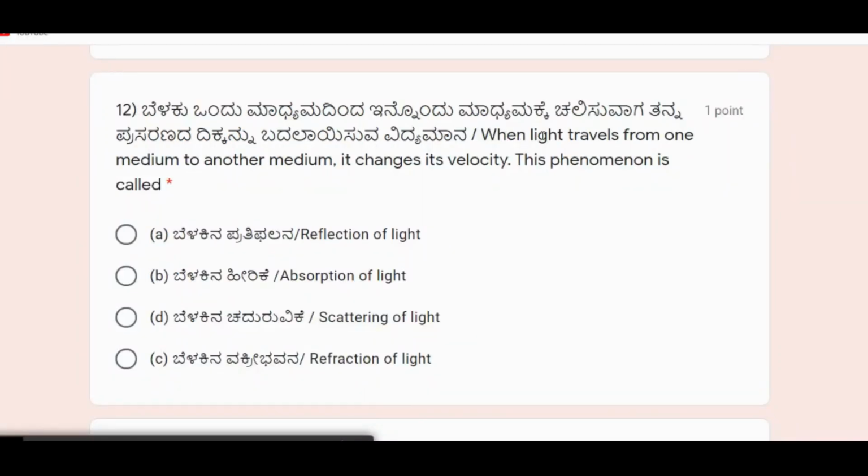12th question. When light travels from one medium to another medium, it changes its velocity. This phenomenon is called refraction of light. So the correct option here is C, refraction of light.